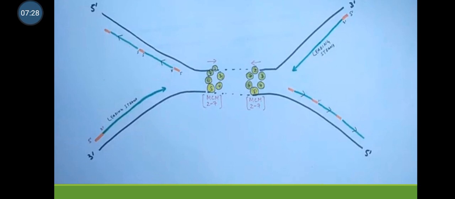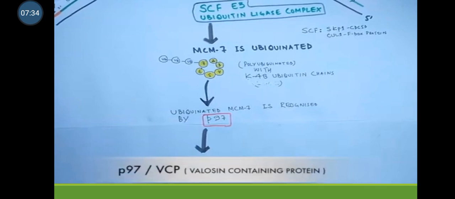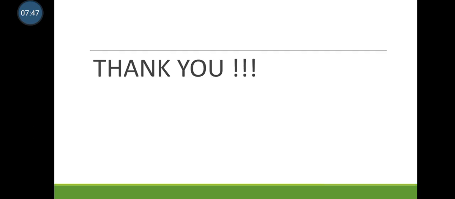This is the diagrammatic representation in which one fork encounters the other, and this is recognized by the p97, or valosin-containing protein, which actually terminates the replication. Thank you.